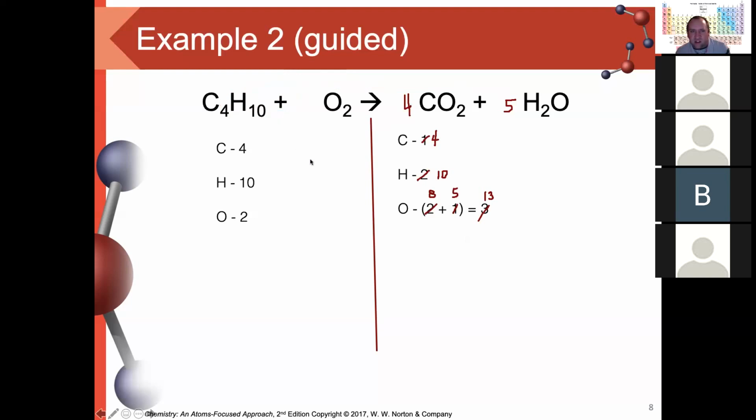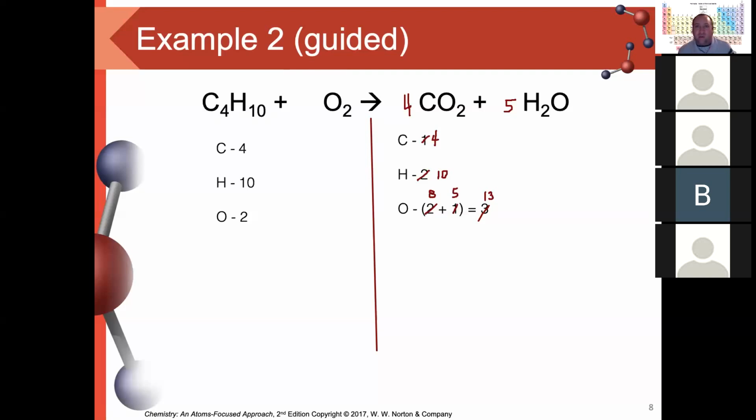To balance the oxygen, well, hold on a second. I need 13 oxygens, but I only have pairs of oxygens over here. How exactly can I get 13 if I have to count by twos? Yep, that's exactly right. There's 2 ways to go about it. We can't do anything, or we have to cheat it.